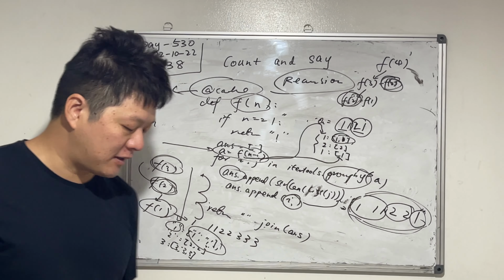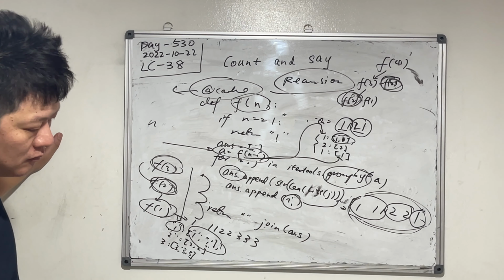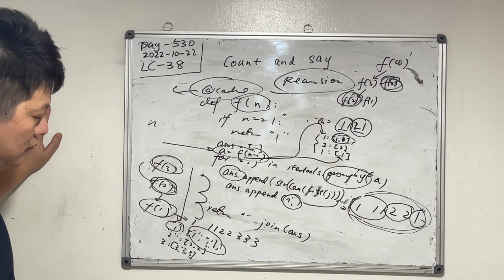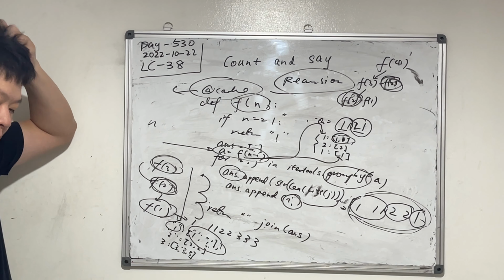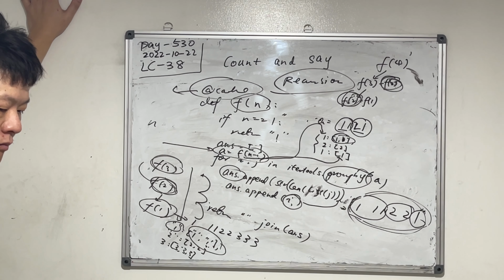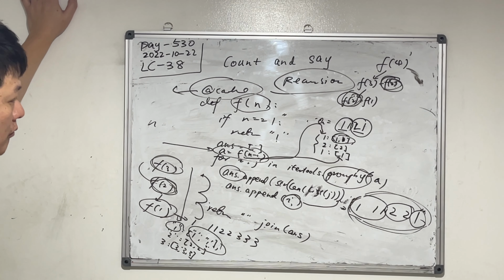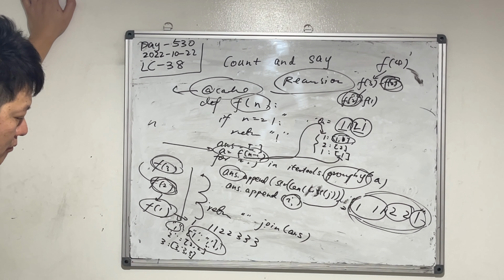Okay, what have you learned today? So count and say is like you basically say the number and how many of the numbers. So for example, 1 1 1 2 2 1, there are three ones, and two twos, and then one 1. So it'd be 3 1, 2 2, 1 1.